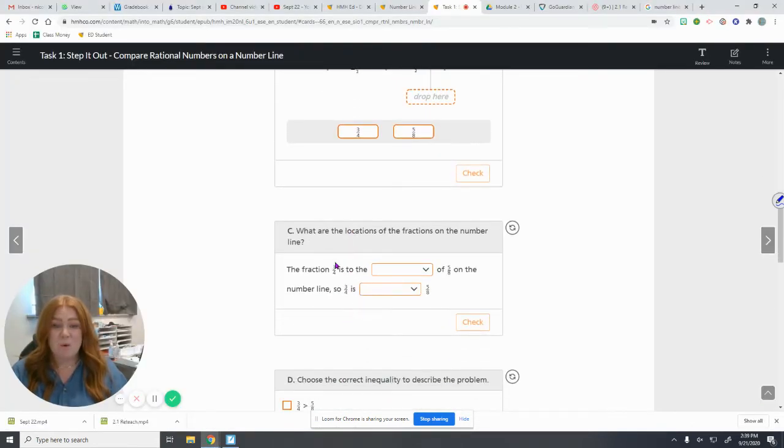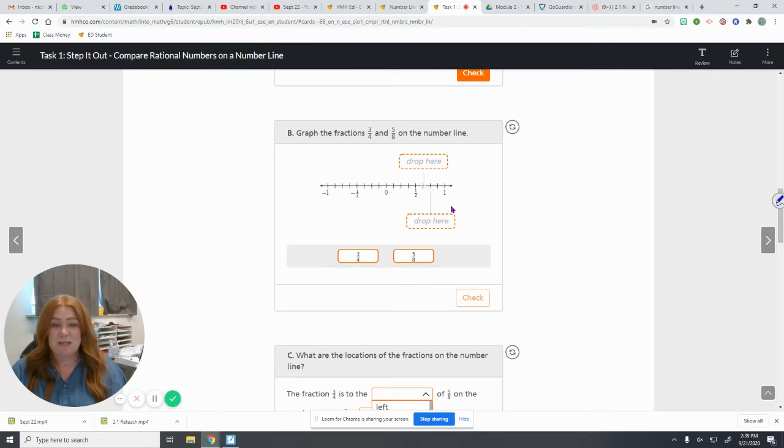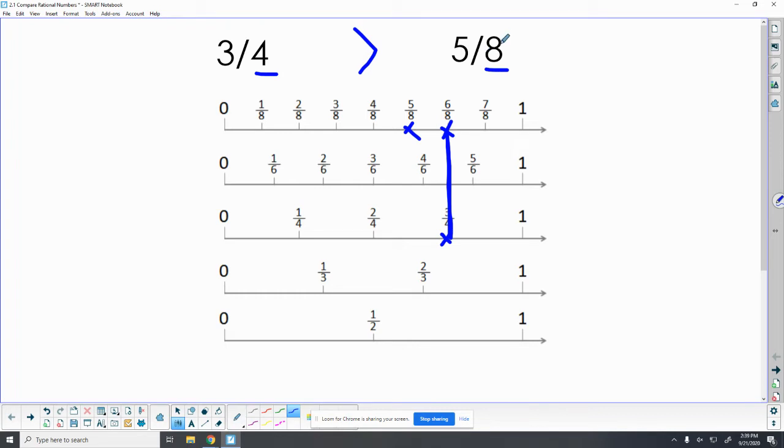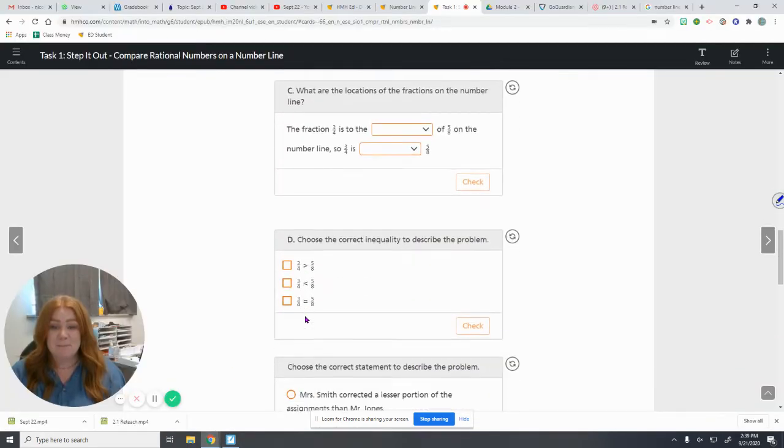And then it wants to know, where are they on the number line? So the fraction 3/4 is to the, is it right, left, above, below? So we were using a horizontal one. So think about 3/4 is to the left or right of 5/8 on a number line. So 3/4 is bigger or smaller. So if you need help, you can rewind the video and look at this problem here to help answer that.